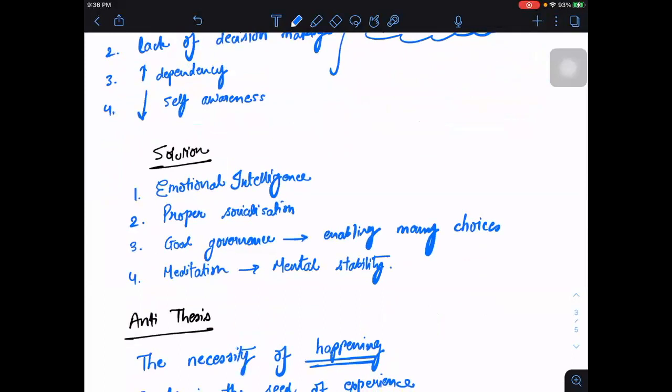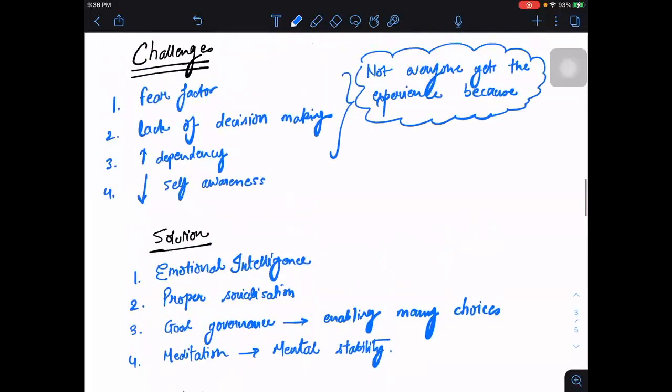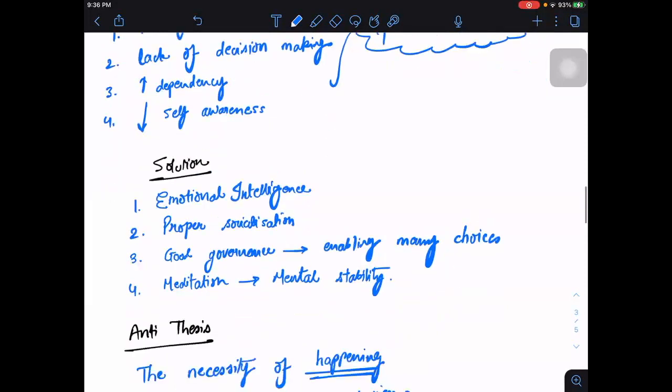Fourth one is meditation. Meditation is providing you mental stability, and every action that you take is an outcome of the thought that hits your mind, right? So in this way you can hit the core of the solution in an ethical manner, right? Am I clear till now? Yes, sir. Okay, so these are the challenges and the solution.